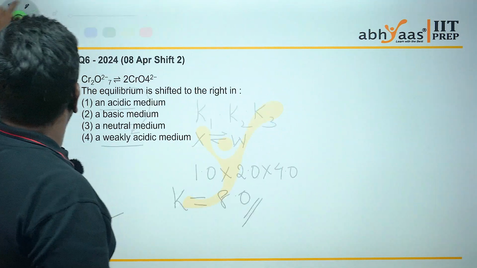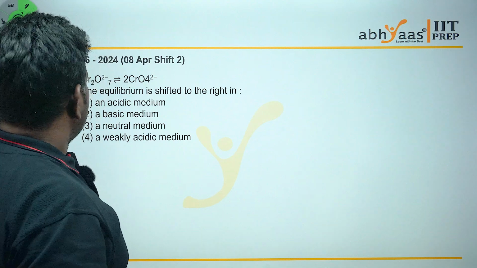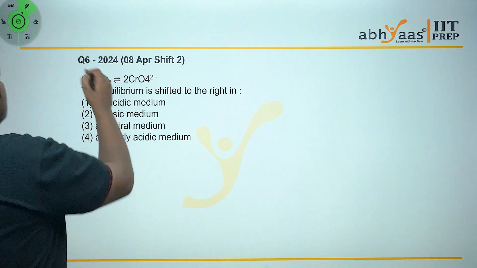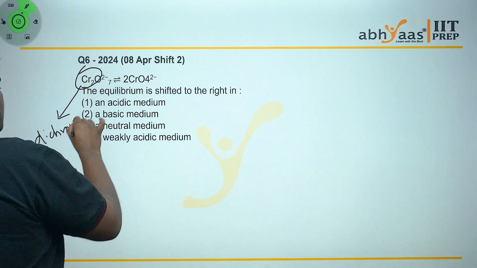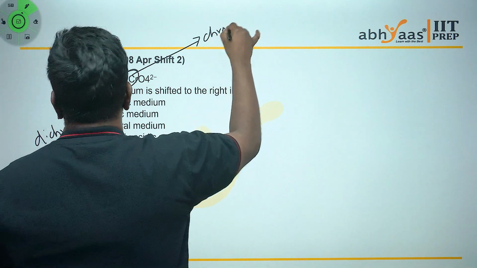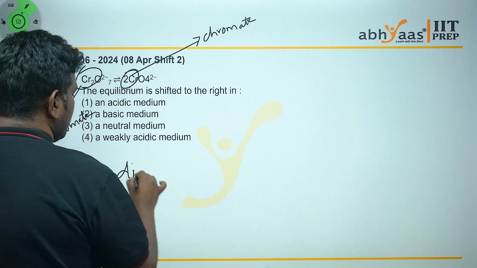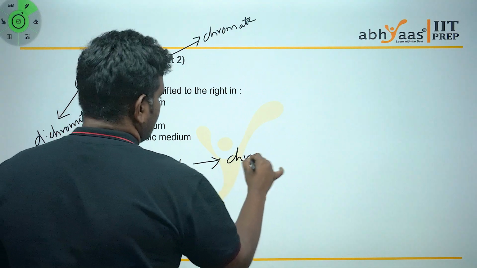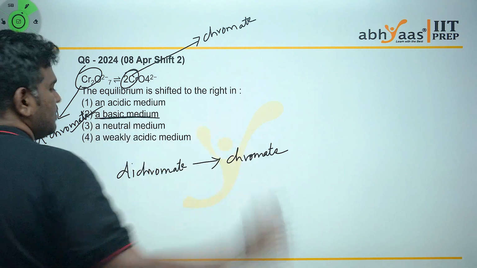Now, the last question in this section. Here, the question is: the equilibrium is shifted to the right in which case? Here you can see this is dichromate, Cr2, and this is chromate. If you want to change a dichromate to a chromate, we need a basic medium. That means the second option will be the answer.